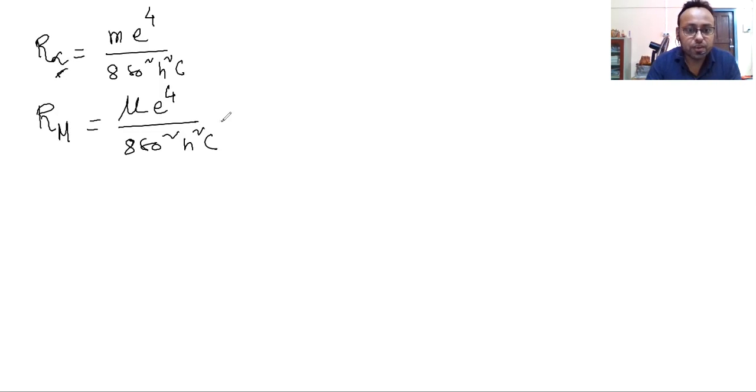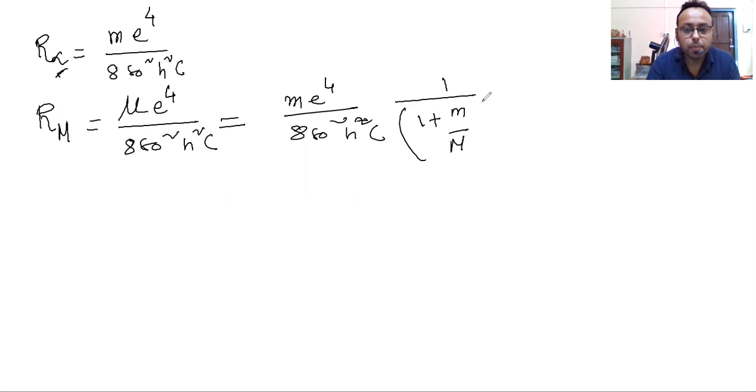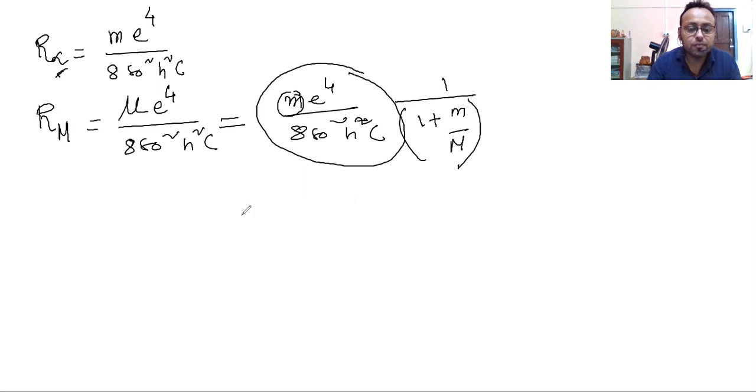So let us modify this. Mu is equal to what? We know m e to the power 4 by 8 epsilon naught h square c. So mu is actually m divided by 1 plus m by M. So 1 by 1 plus m by M. So the mu value is put there. So what is this? This is R infinity. So that means R infinity divided by 1 plus m by M, and this side I have R M.